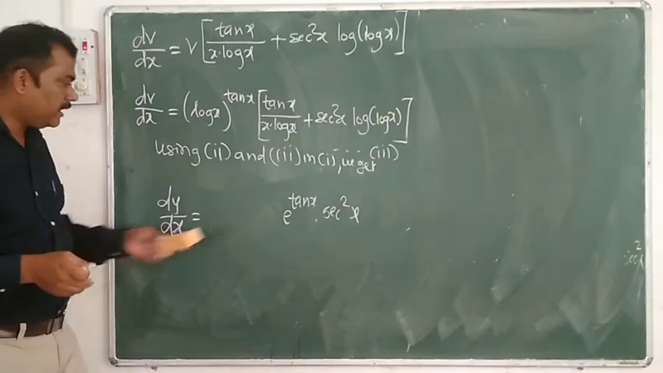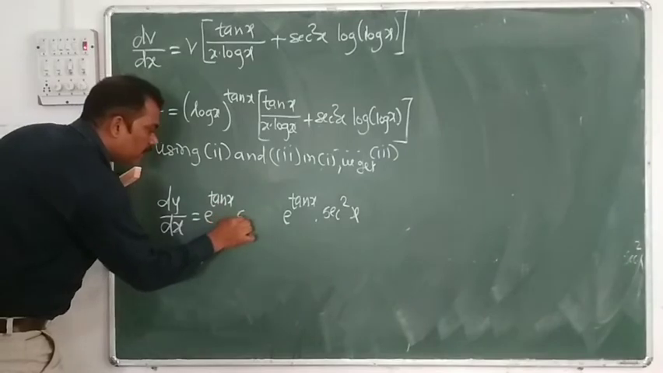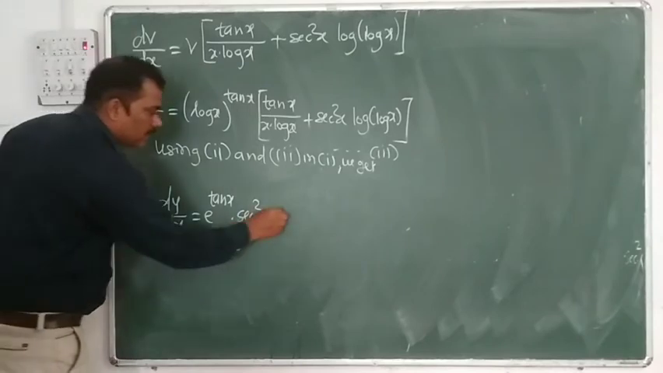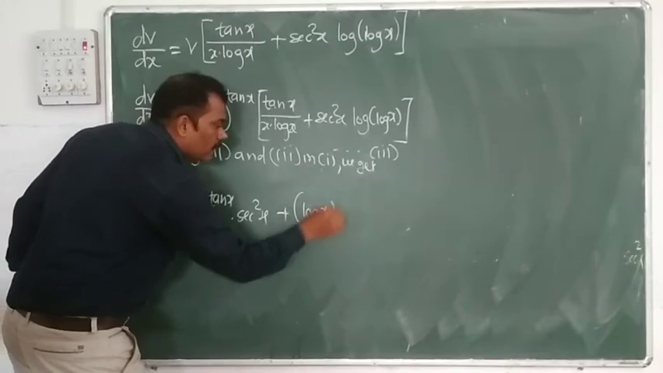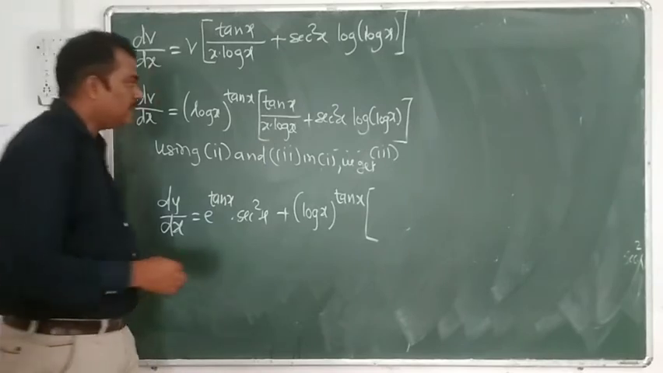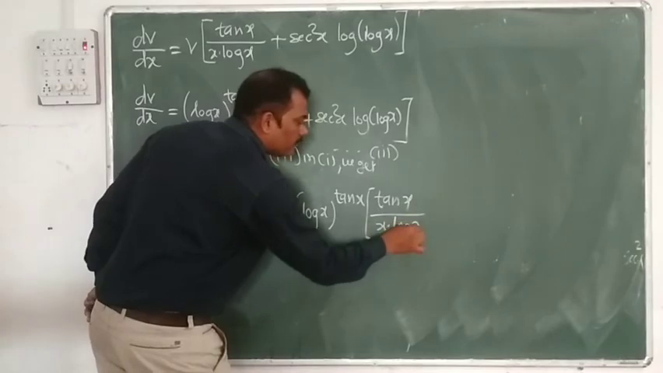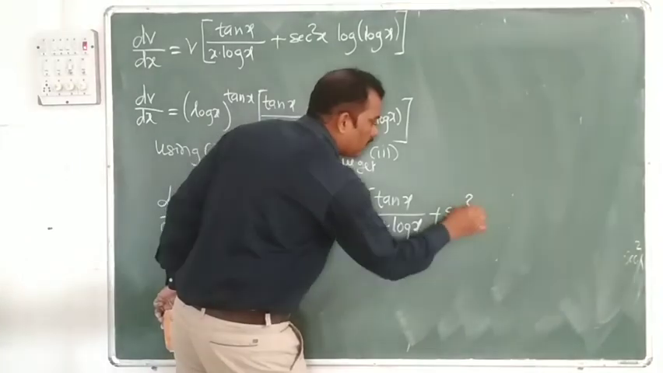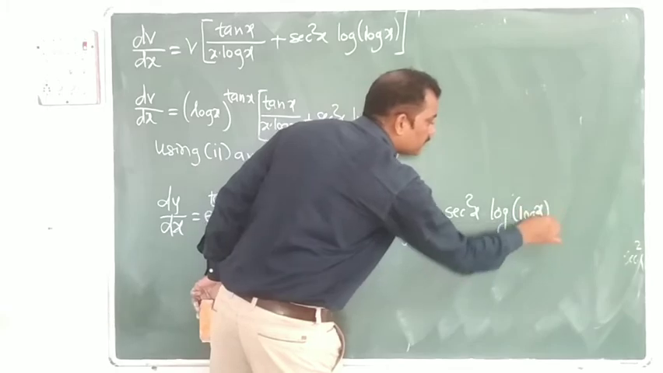du by dx is nothing but e raised to tan x into sec square x. This is the value of du by dx, plus what is the value of dv by dx? This one, log x raised to tan x into bracket. This bracket we can write as it is, that is tan x divided by x into log x, plus sec square x into log x.